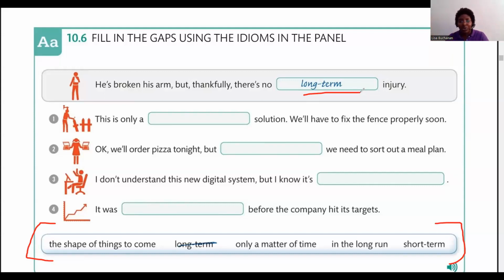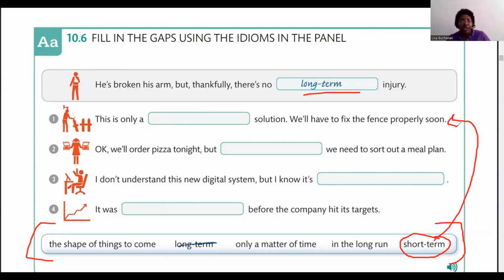How long will this go on? So long term. So number 1, this is only a solution. We'll have to fix the fence properly soon. So looking at our choices, which one makes the most sense? Short term. So we're going to match short term with number 1, short term solution.